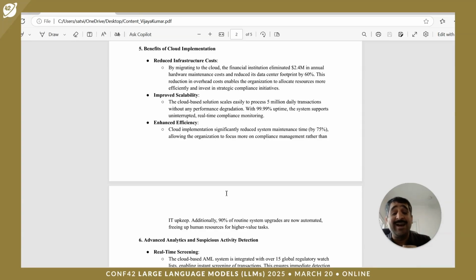So they are taking care of all your maintenance activity. You don't need to bother about that. You only focus on your business logic. The rest, the cloud providers take care of.